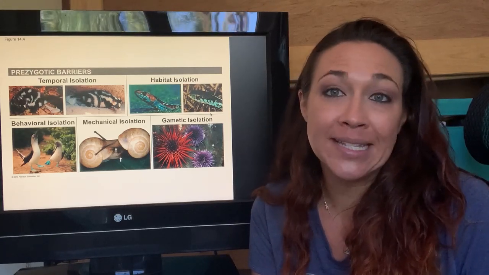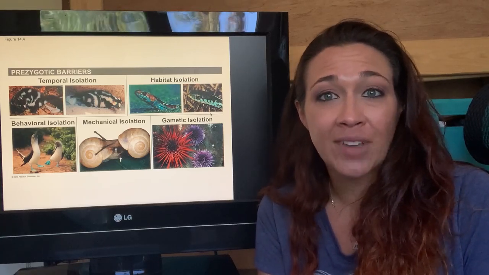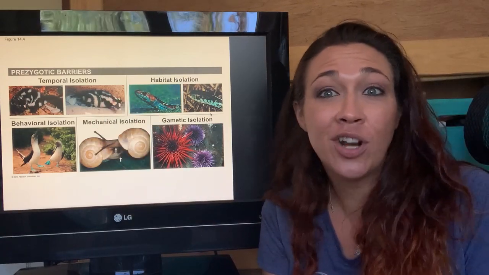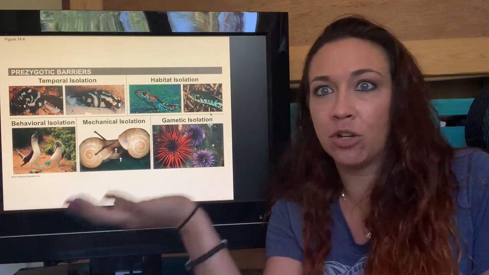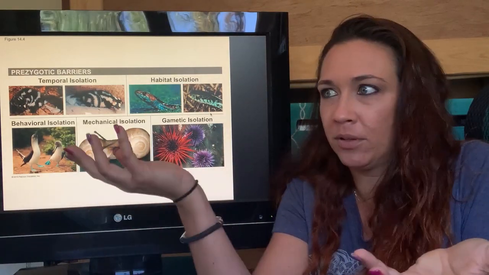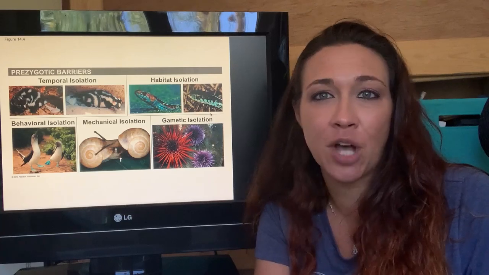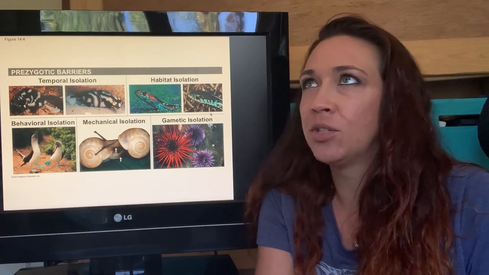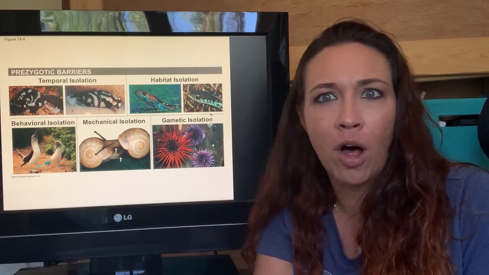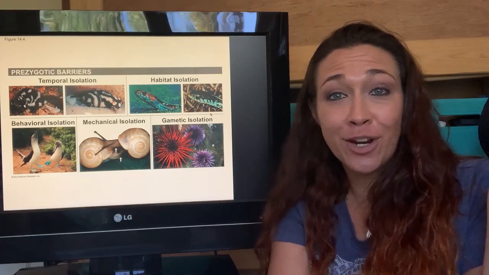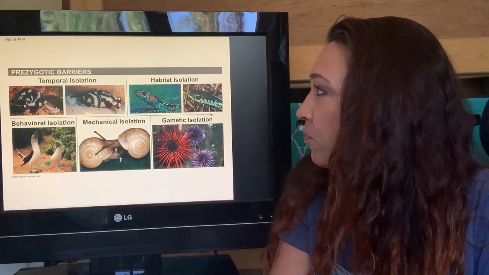So temporal isolation means timing, okay? So temporally, you mate at different times. Maybe you mate in the morning and this guy mates at night. You're not even going to be out at the same time. So you're never even going to run into the other one because he's out during the day and you're out at night. How can you mate if he's asleep and you're out working or whatever you do? You're an animal. Okay, so the timing is off. Or, say, if you're a plant, maybe you bloom in the spring and another plant blooms in the fall. Timing's off, right? You're never going to be able to fertilize each other because you're blooming at different times, which means the timing is just way off and it's never going to happen.